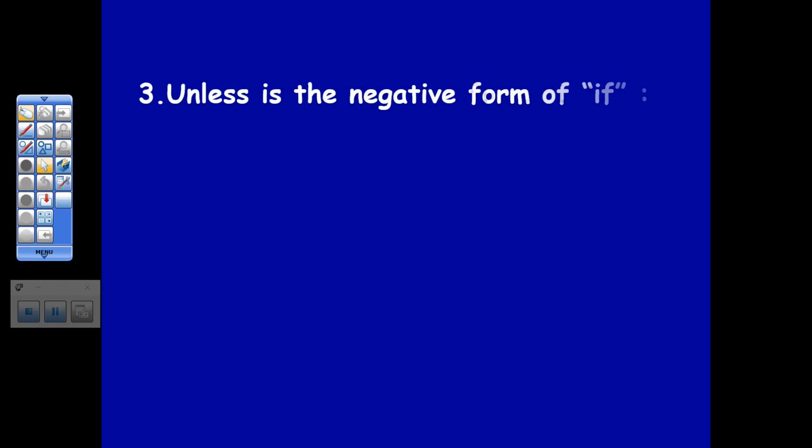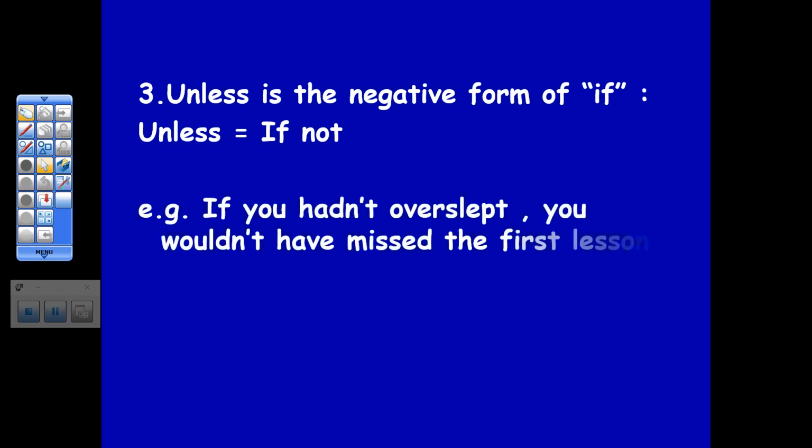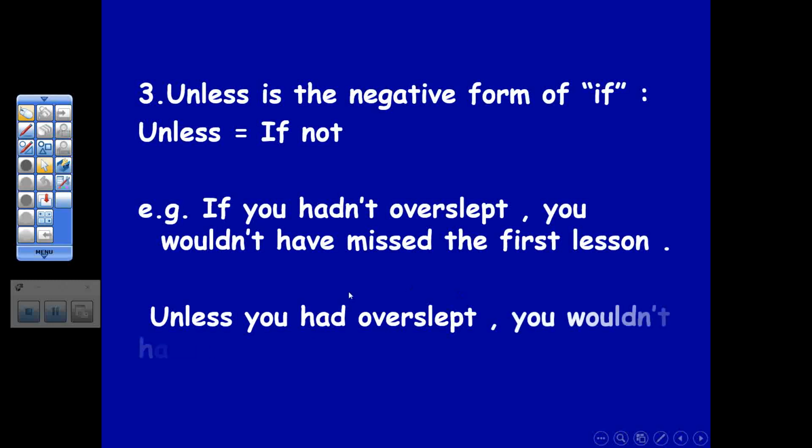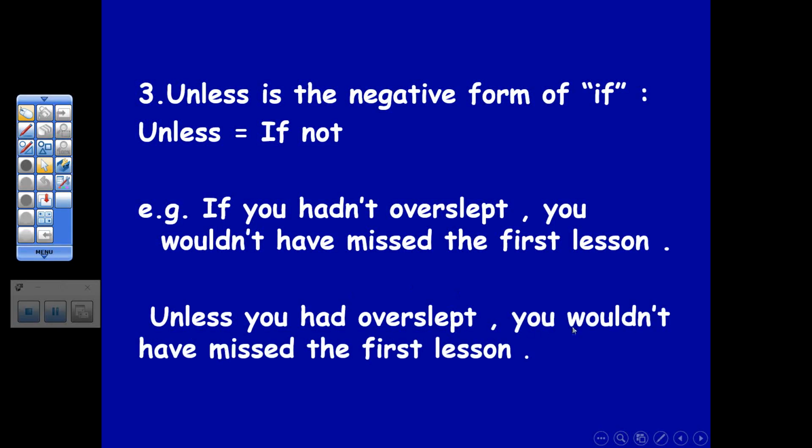The last thing you have to remember is that unless is the negative form of if. Unless is the same as if not. So you might say, if you hadn't overslept, you wouldn't have missed the first lesson. Or you can say, unless you had overslept, you wouldn't have missed the first lesson. Both have the same meaning. But if you use unless, omit the not from had.